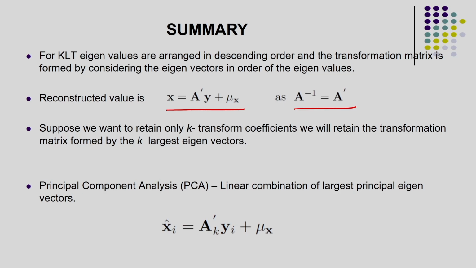So what is the summary of the KL transformation? First, from the population vector I can determine the mean and the covariance, and from the covariance matrix I can determine the eigenvectors and the eigenvalues. The eigenvalues are arranged in the descending order of magnitude, and after this I can determine the transformation matrix, which is obtained from the eigenvectors. Then I can do the KL transformation, reconstruct the original data, and also determine the truncated transformation matrix, in which I only consider the k largest eigenvectors.